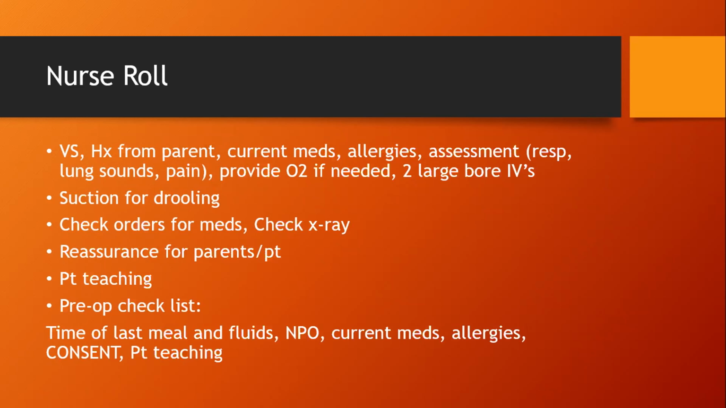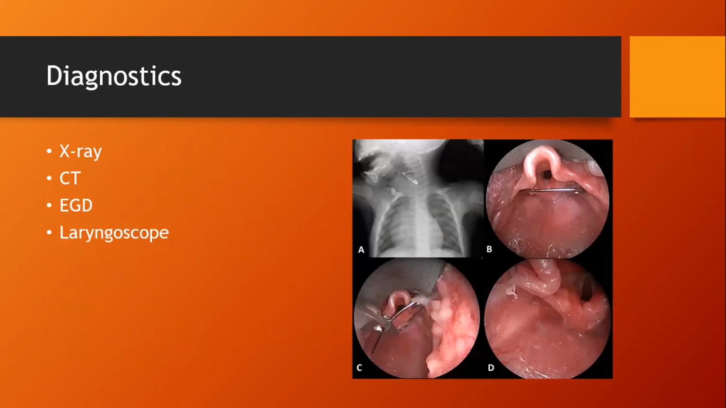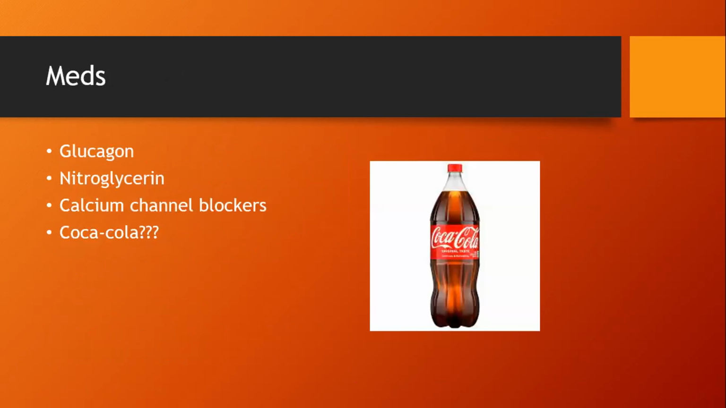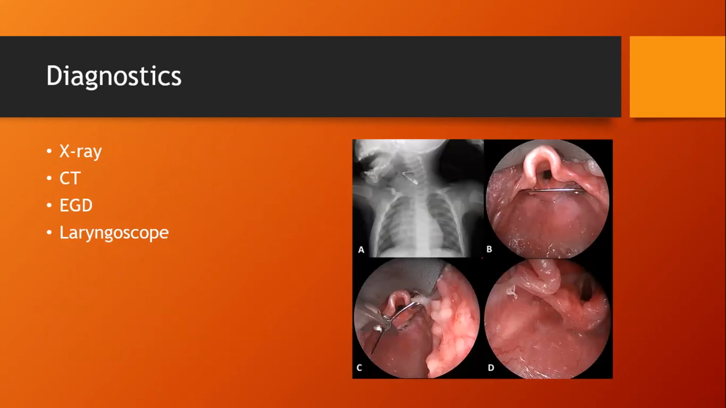Pre-op checklist. So the last time they had their meal or fluids, putting them on NPO just in case they're going to have to get surgery. Current meds, allergies, consent, and then patient teaching if they're going to have to go through surgery. And then the diagnostics, X-ray, CT, EGD, laryngoscope. So this is right here. That's a safety pin. Looks very painful. Poor little guy. Yikes. Okay.